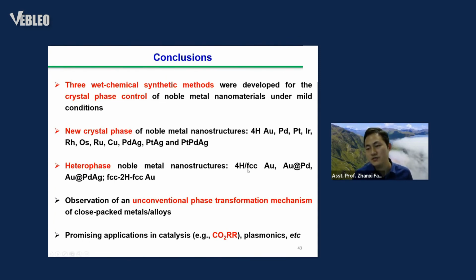For example, the heterophase 4H/FCC gold, and also the well-defined heterophase HCP-to-FCC gold nanorods. During these experimental studies, we also observed, for the first time, an unconventional phase transformation mechanism for close-packed metals and alloys. All these unusual phase noble metal nanostructures show promising applications in catalysis, especially the carbon dioxide reduction reaction. In the future, their application can also be extended to other areas such as plasmonics and some bio-related areas.